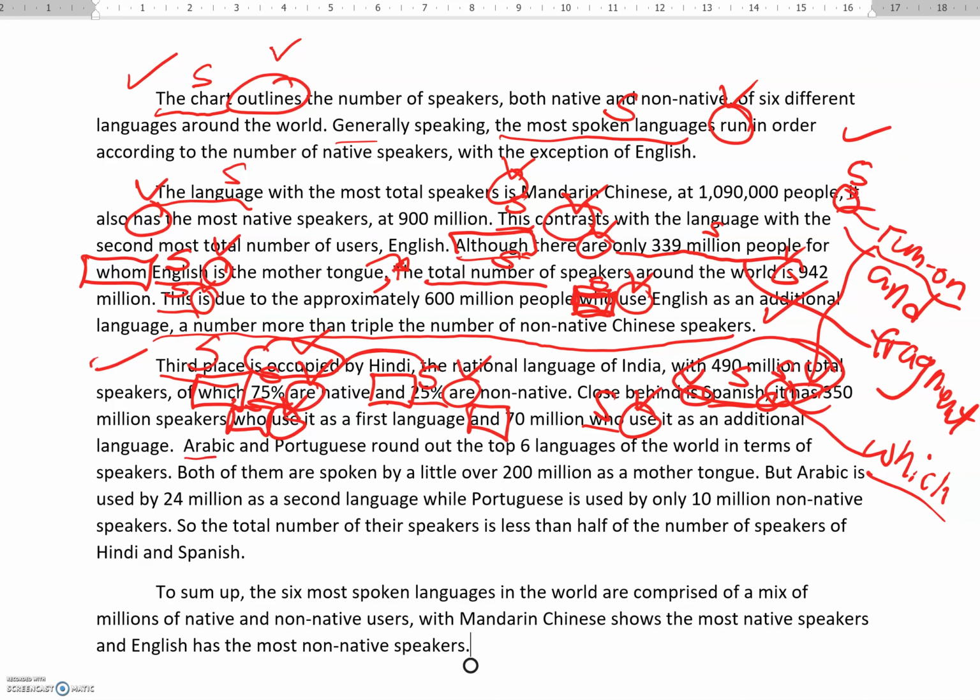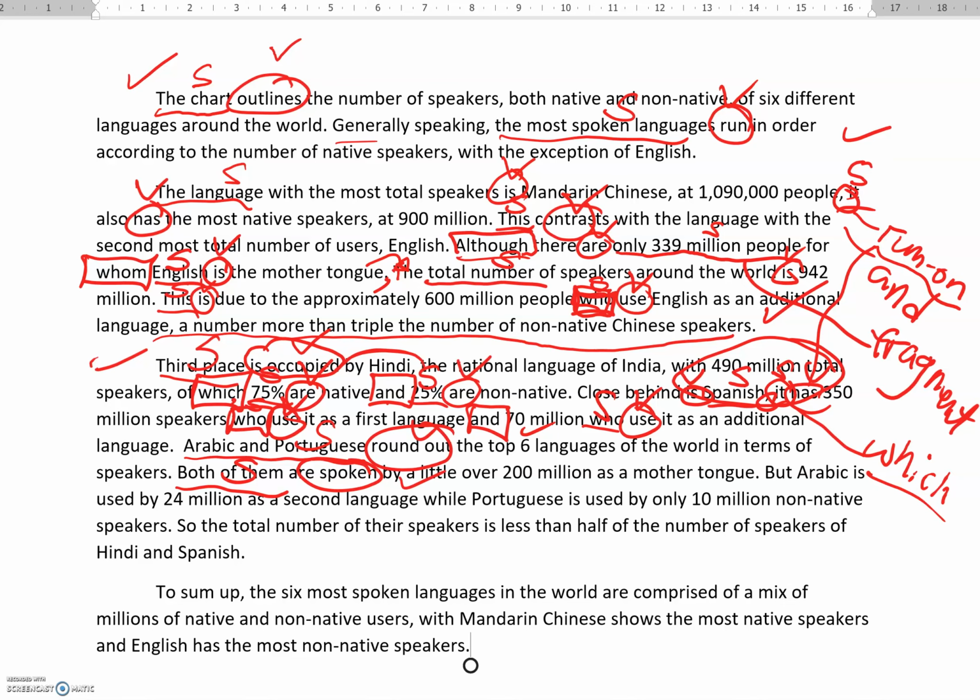Next sentence, Arabic and Portuguese, subject, round out, verb, the top 6 languages of the world in terms of speakers. So that's one subject, one verb, a simple sentence, fine. Both of them, subject, are spoken, verb, by a little over 200 million as a mother tongue. Fine, simple sentence, one subject, one verb.